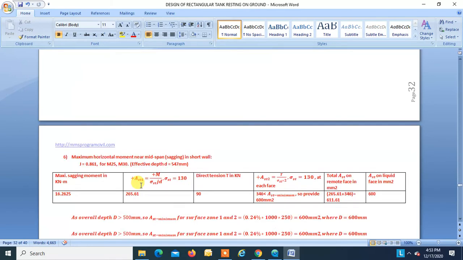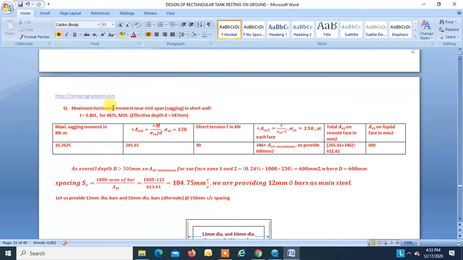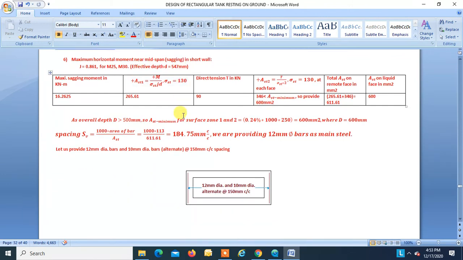Now coming to the maximum horizontal moment near mid span, that is sagging in short wall. The maximum moment is this. For this you find AST1 equal to this, AST2 on each side of the wall is this. Now this is sagging moment, so tension will be at outer face. So the steel has to be provided at outer face, and the steel that you are providing is required at the center. But I am providing the same at the supports also.